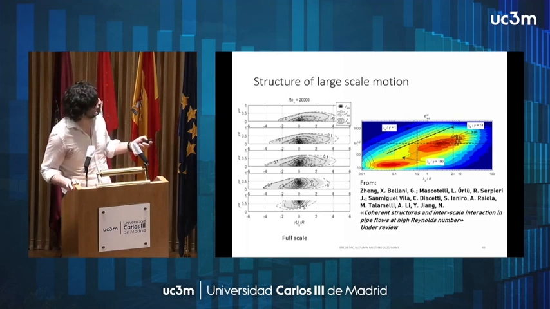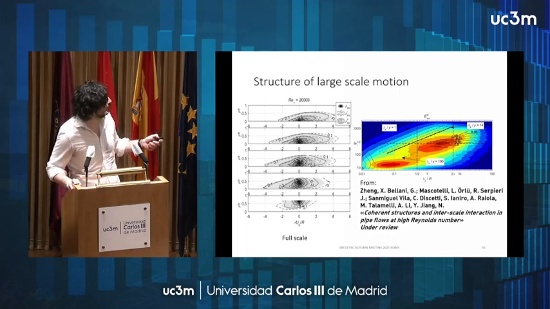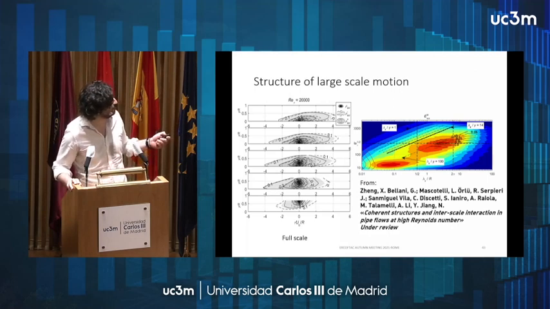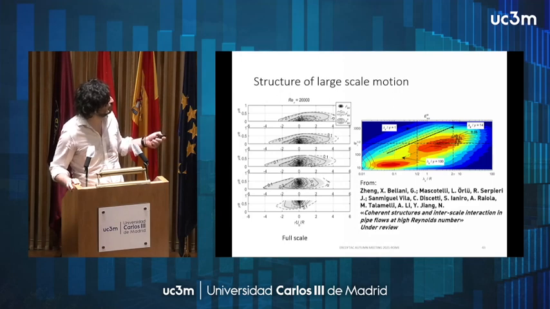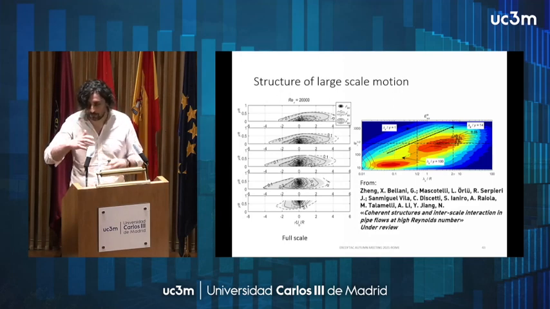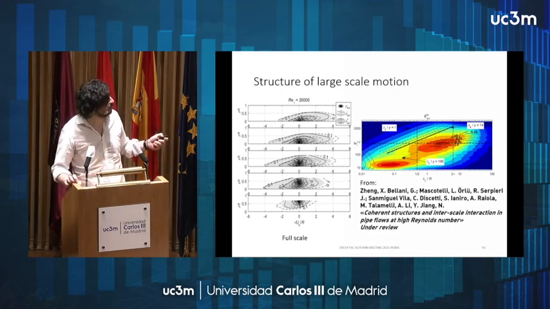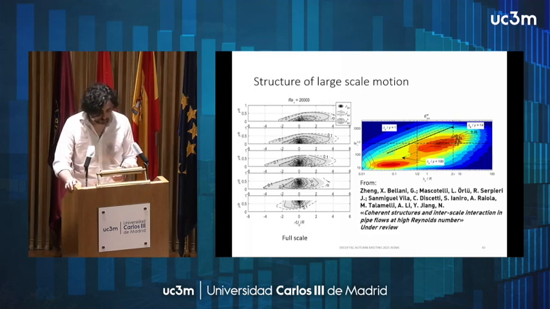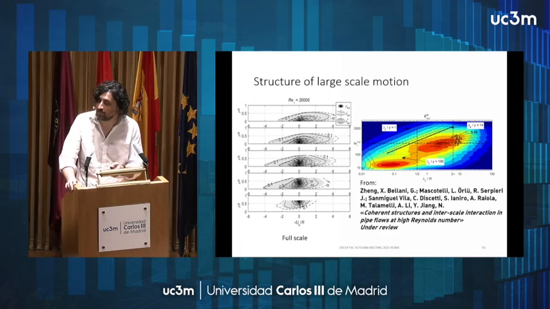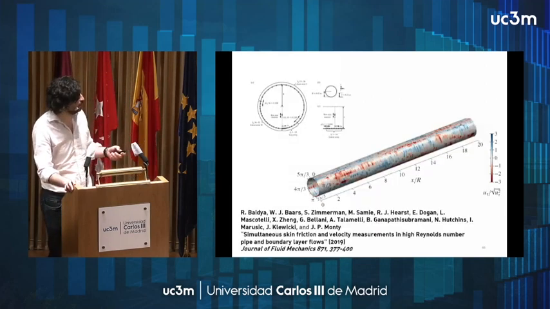We also observed, by looking at the correlation maps, that these large scales are somehow attached to the wall, which means that although they are large, so they occupy basically the central region of the pipe, they go all the way to the wall, and that's why we see that signature all the way to the inner peak.